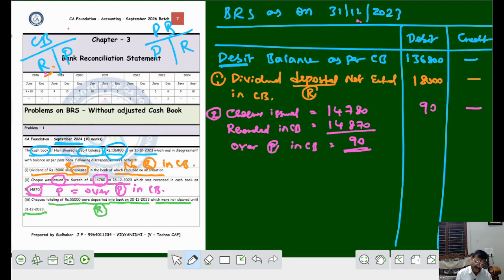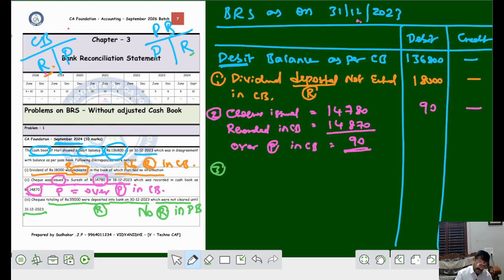Not cleared means what? Who is going to clear the checks? Who is held responsible for clearing the check? It is only the banker, right? You have deposited into the bank, but not cleared, so we can say there is no receipt in the passbook. No receipt in passbook means no credit in passbook. So, where do we have to record? Credit side. That is point number 3.